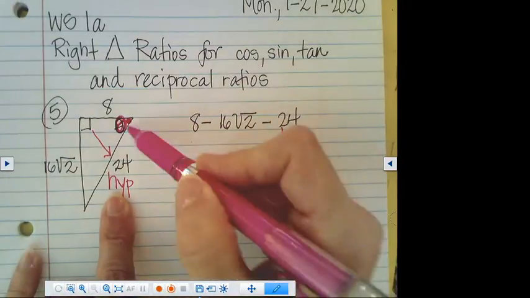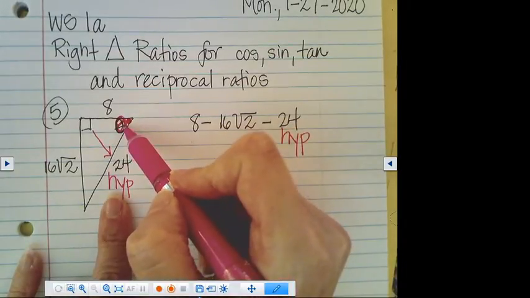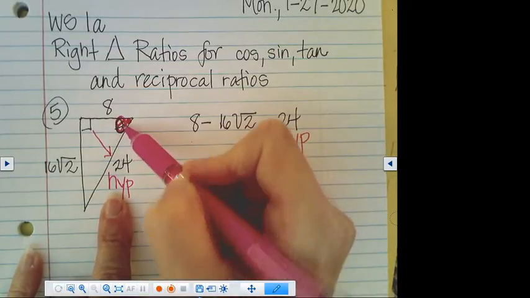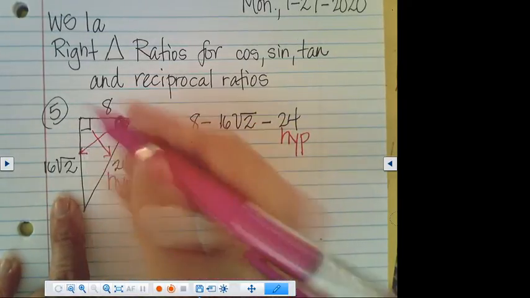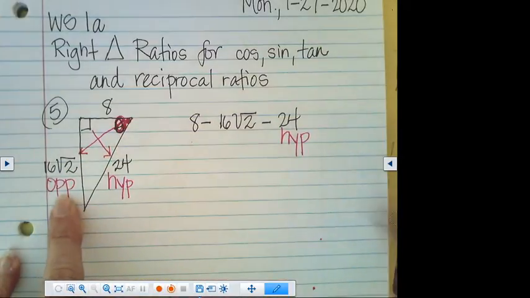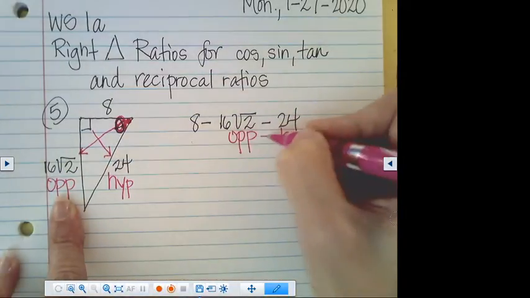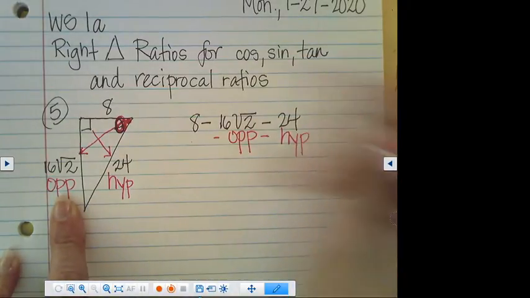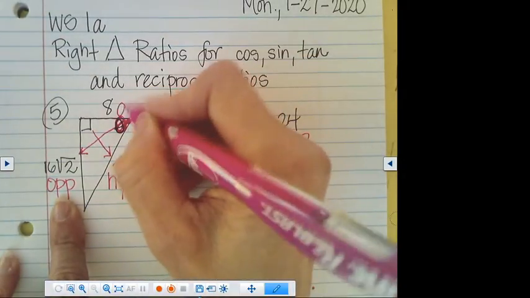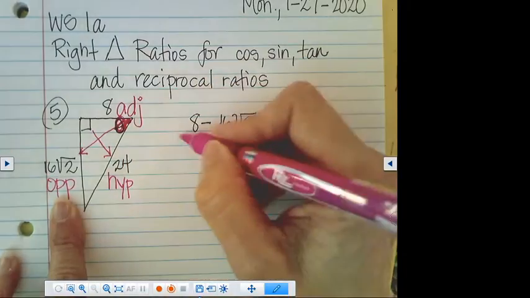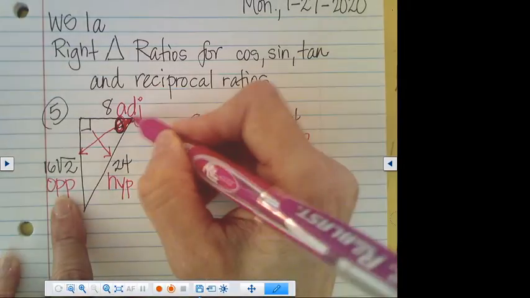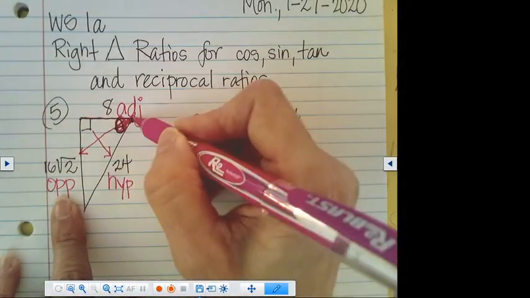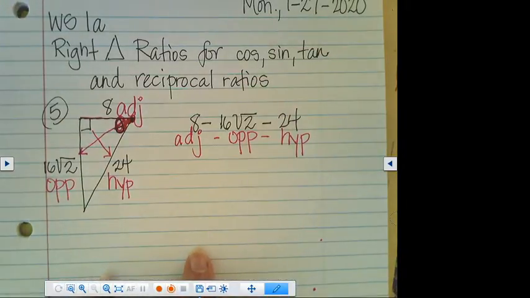Now, we always identified what next? Just because it's the next obvious. What do we do next? Opposite. Yes. Your 16 square roots of 2 is the opposite leg. And then the only thing that 8 can be is the what? Adjacent leg. If you are adjacent, you share a side, or a vertex, and they do. Theta shares a vertex with this leg. All right, so 8's adjacent, 16 square roots of 2 is opposite, 24 is the hypotenuse.